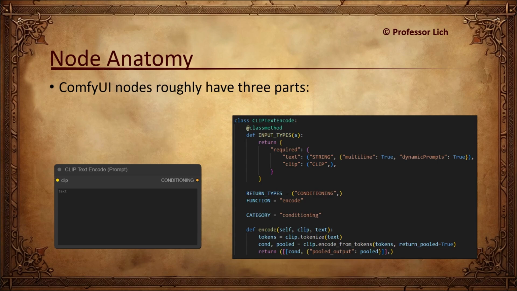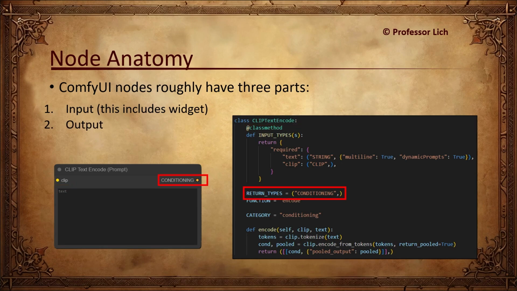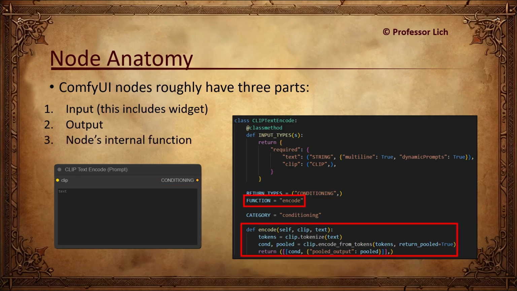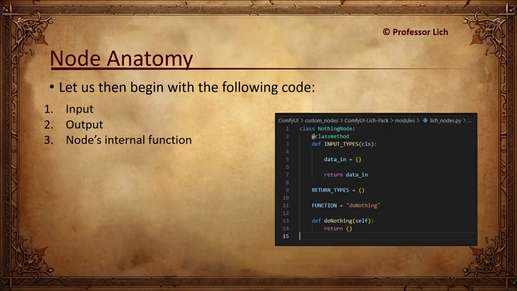Each node has 3 parts. So input, and I notice that this includes the widget as well. Under the hood, they're both inputs. Then we have output here. So this is conditioning. And lastly, we have an internal function of sorts that will perform the main task we want this node to do. So following the example, let's put together a skeleton, or in other words, the bare minimum needed for our node to render on the workspace.